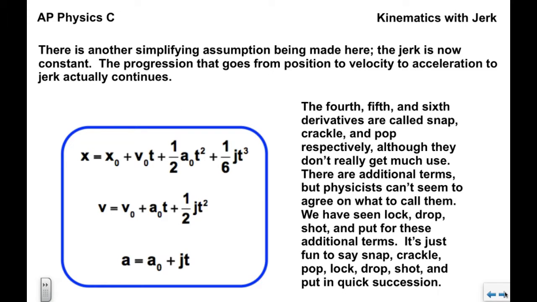Now, there is another simplifying assumption that's being made here, and that is that the jerk is constant. So the progression that goes from position, velocity, acceleration to jerk actually keeps going. There are more and more terms. The fourth, fifth, and sixth derivatives are called snap, crackle, and pop. They don't get much use, and there are additional terms. Physicists can't seem to agree on what to call them. They've been called lock, drop, shot, and put. There's no real reason for those, but it's just kind of fun to say snap, crackle, pop, lock, drop, shot, put.